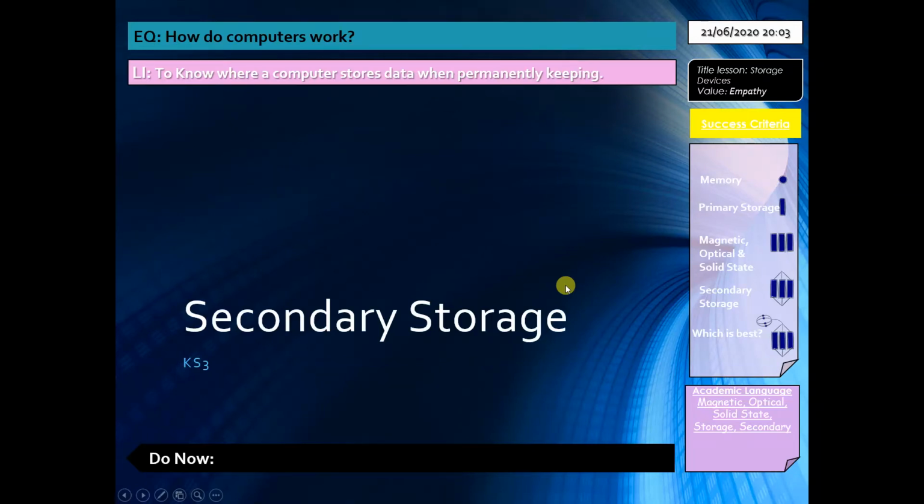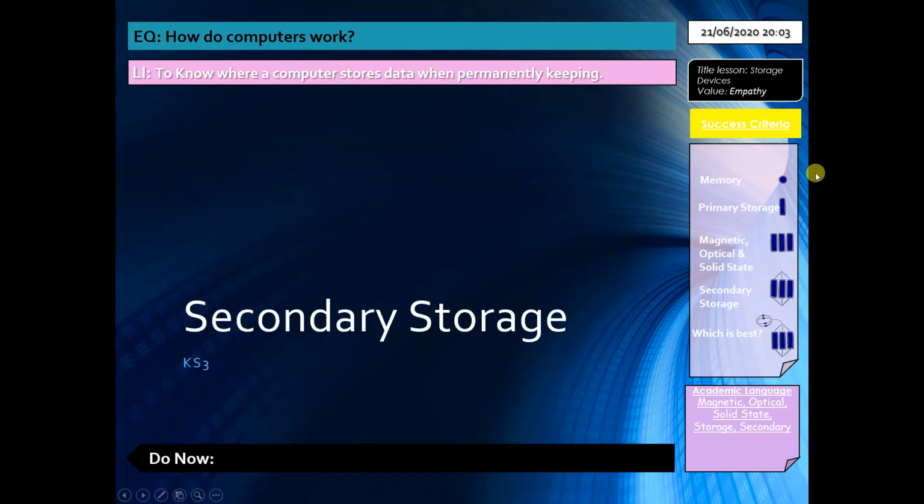Welcome to week 6. This week's lesson is about knowing where a computer stores data when permanently trying to keep it. So again, our central question is, how do computers work? We've looked last week at RAM and ROM. These are forms of primary storage, so that's where the computer keeps all of the files currently in use. This week is about secondary storage. This is about where we can store our data permanently without losing it.